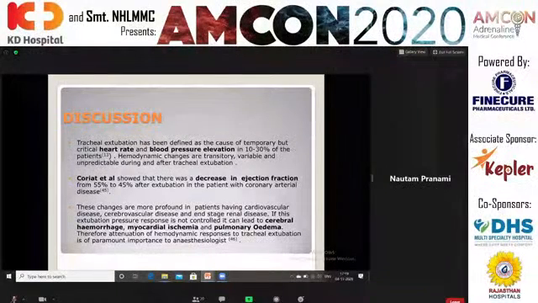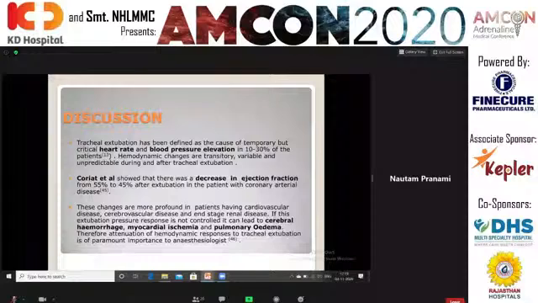Discussion: tracheal extubation is defined as the cause of temporary but critical heart rate and blood pressure elevation in 10 to 30% of patients. It is transitory and variable during and after tracheal extubation. And Kodiak et al. show that in coronary artery disease patients there is a decrease in ejection fraction from 40 to 45 to 55% after extubation.